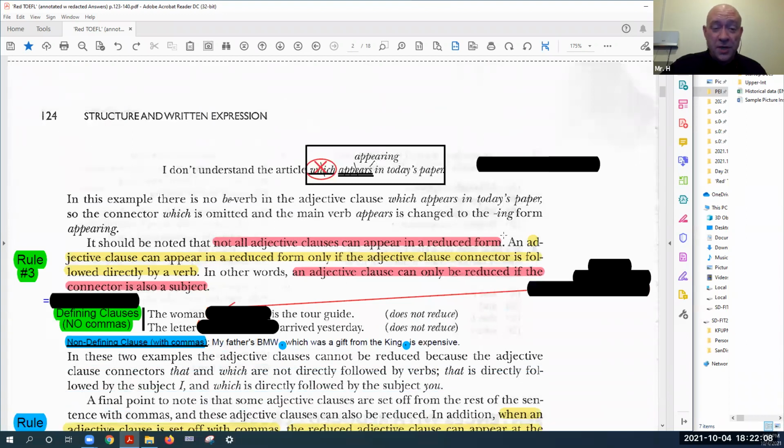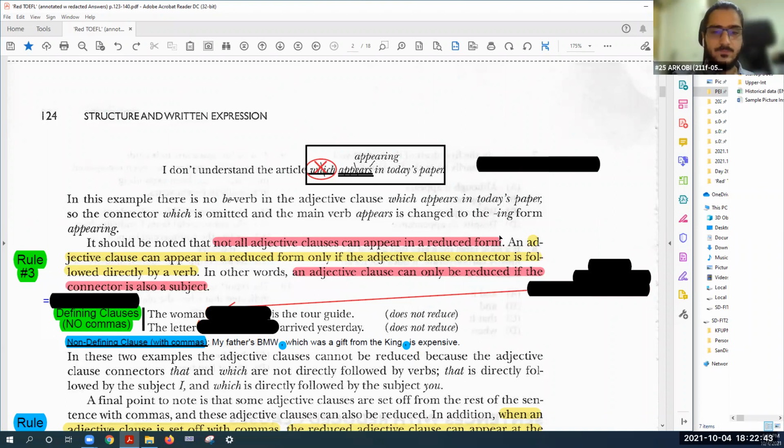All right, so let's take a look here. The top of 124. Kobe, can you read this example? I don't understand the article which appears in today's paper. Hey, we learned the word appear today, didn't we? Appear is when you come out. Okay. Now, look in the box. What's in the box? Adjective clause.